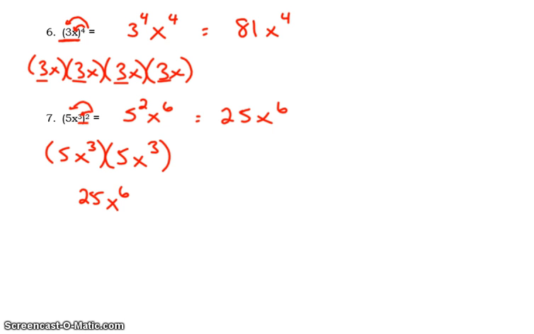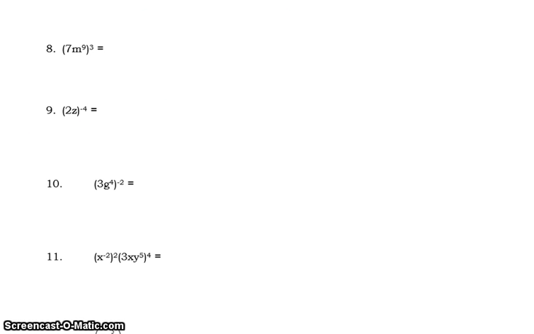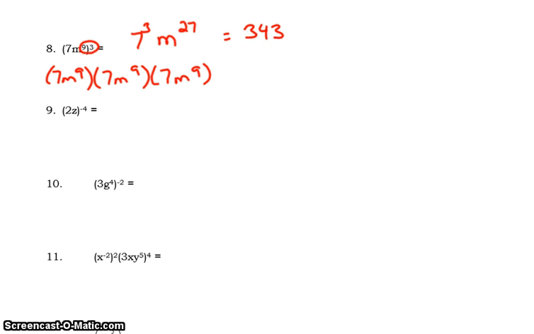So if you like to write it out, this is a longer method, you can write it out. Or it's a good way to double check that your answer is correct if you use the shortcut of multiplying your powers. Okay, number 8 is the same idea, so I can write out 7m to the 9th 3 times. Or the shortcut is to say 7 to the 3rd, m to the, power to a power is a product, m to the 27th. And we can find 7 to the 3rd, which is 343.